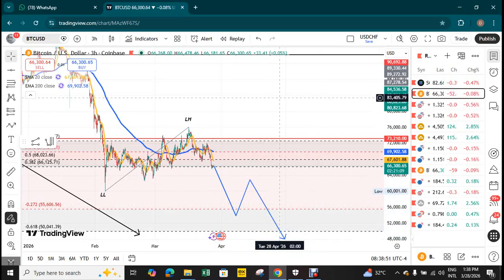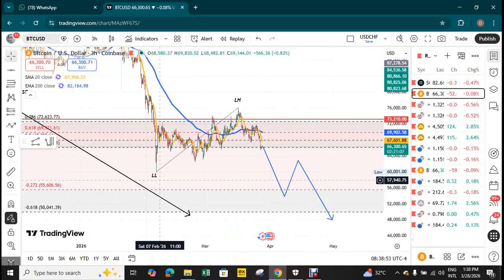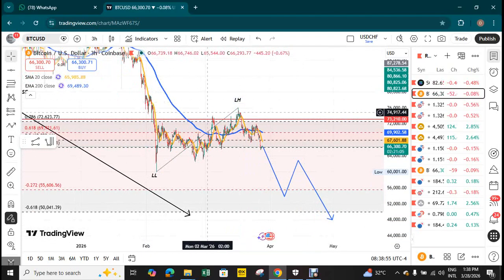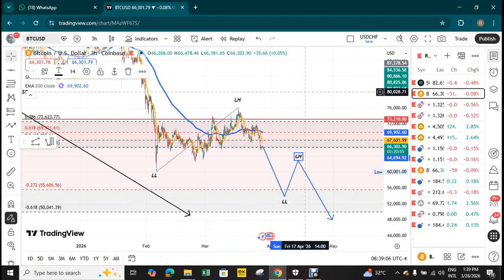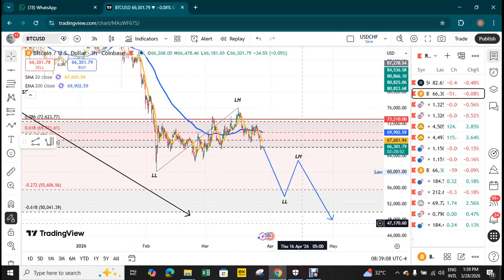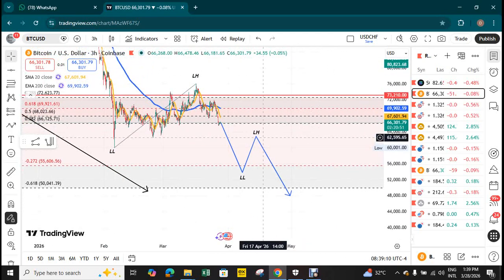Now let me quickly explain this. We have a lower low, we have a lower high, and when we have a lower high, we want to see a lower low here. That's a lower low. Now we have a lower low, we need to see a lower high. That is that. Now we have lower low, lower high, lower low, lower high. Now I want to see price come to the downside.